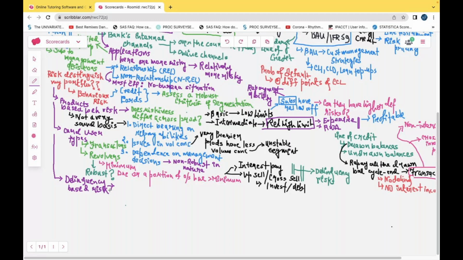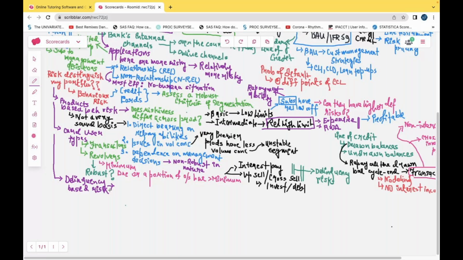Similarly, for the revolvers, they are paying the minimum balance or something more than the minimum balance, but not the entire amount, and hence they are generating interest income for the bank. While the transactors generate fee income, non interest income, for the bank, and do not bring any default risk because they already pay back every cycle, the revolvers bring a lot of profitability to the bank.